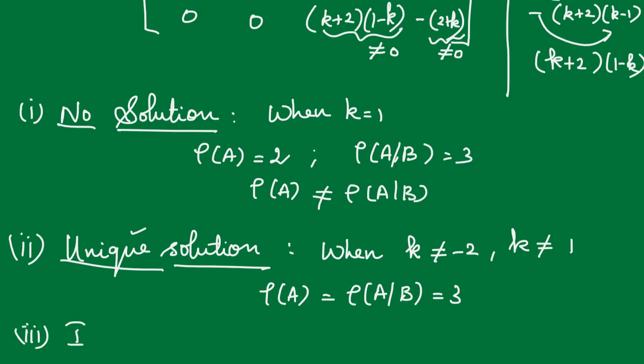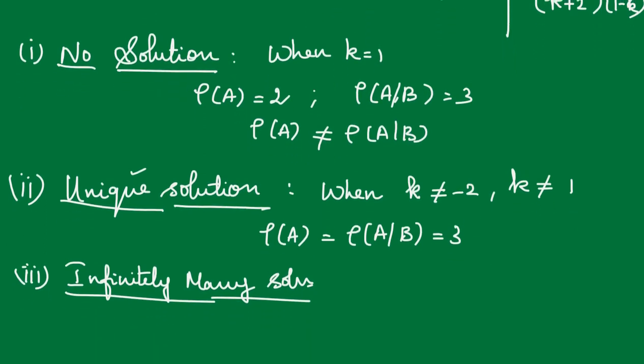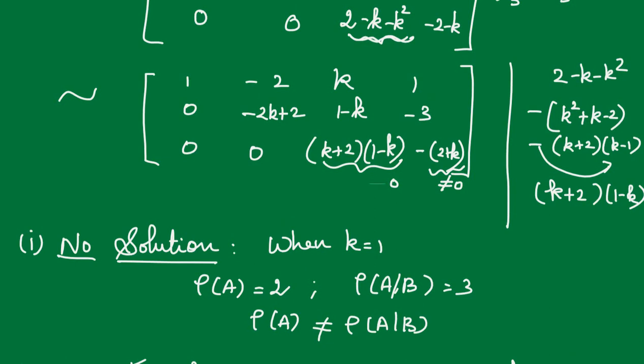Next, coming to infinitely many solutions, we get infinitely many solutions only when the rank of A and rank of AB is less than 3. Either rank is 1 or 2, then we get infinitely many solutions. That is possible only when these two elements are 0. So when do these two elements become 0? Only when we take k equal to minus 2.